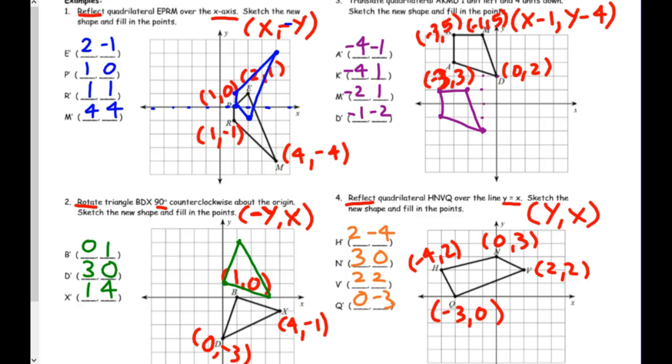-3, 0 becomes 0, -3. And then plot your points. Remember, y equals x is a diagonal line going through the origin up 1 over 1. So this is what I'm going to be reflecting across. So 2, -4, 3, 0, 2, 2, 0, -3 gives me the same shape reflected off that diagonal line. And those are 4 examples of transformations that you're doing on the assignment. Show me you can do that.